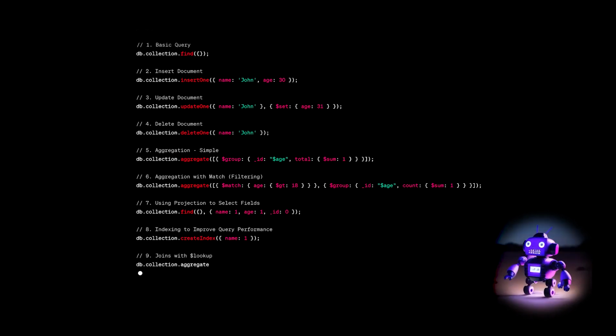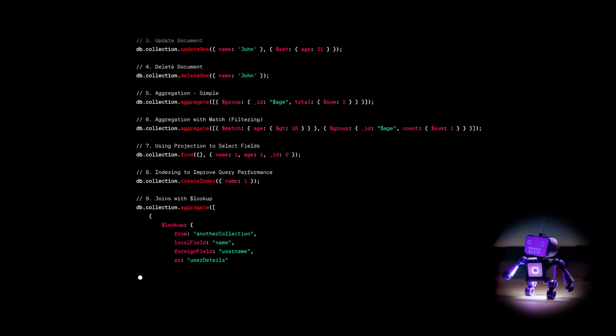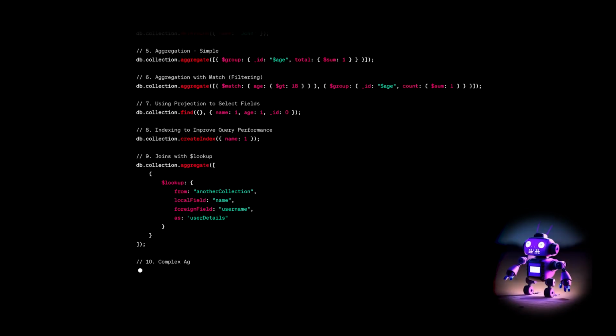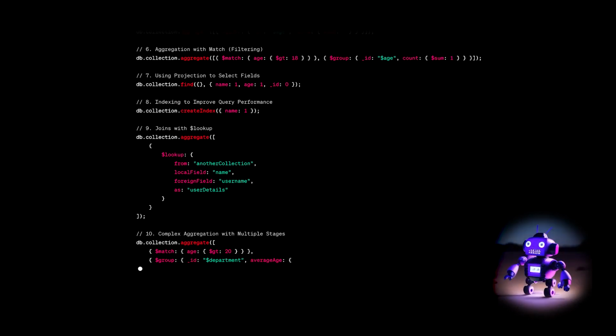Joins in MongoDB are handled through the $lookup operator, as demonstrated in the aggregation pipeline joining two collections. This feature allows MongoDB to reference data across collections similar to SQL joins, but maintains the NoSQL approach of embedded documents. Lastly, a complex aggregation showcases multiple stages: filtering, grouping, and sorting the data.